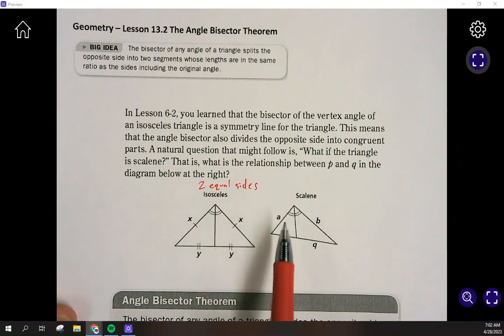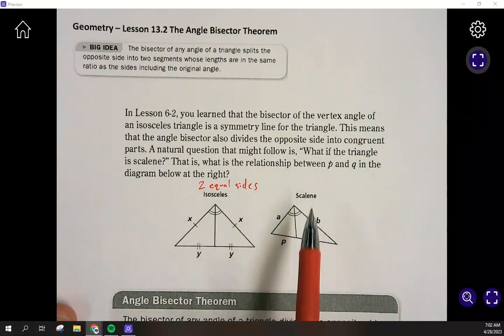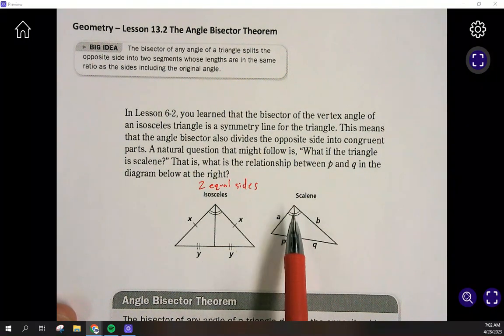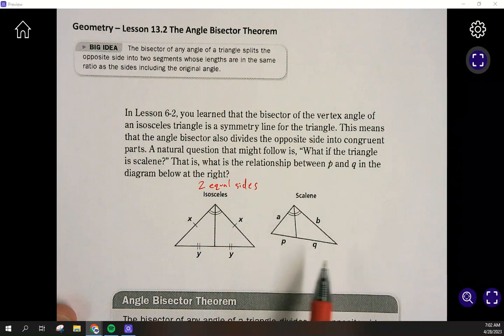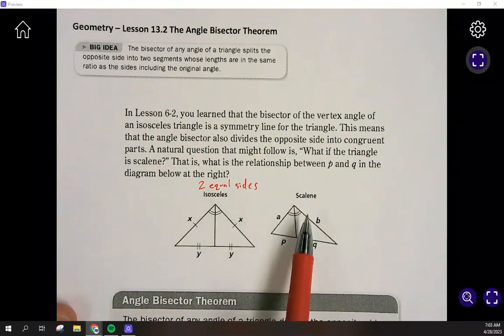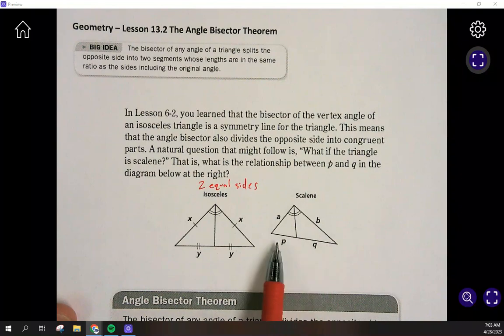So the natural question that might follow is, well, what if the triangle isn't isosceles? If I draw an angle bisector, so I'm not just drawing a random line anywhere I want, it's going from this angle to the opposite side, but it's cutting this angle into two equal pieces. What's the relationship then between P and Q? Because obviously now they're not equal to each other like it is in an isosceles triangle. That's a very specific, special case. But there is actually a relationship here between P and Q and A and B.